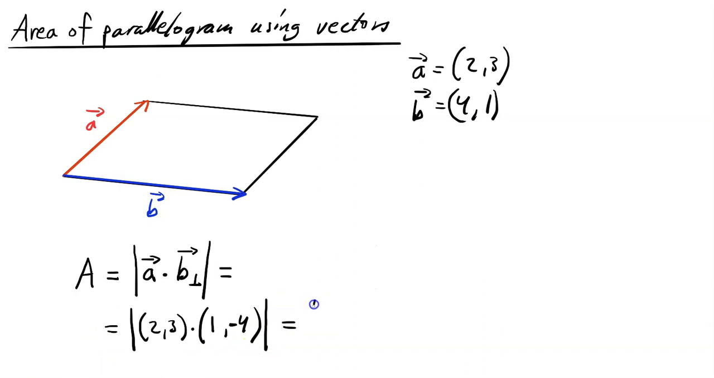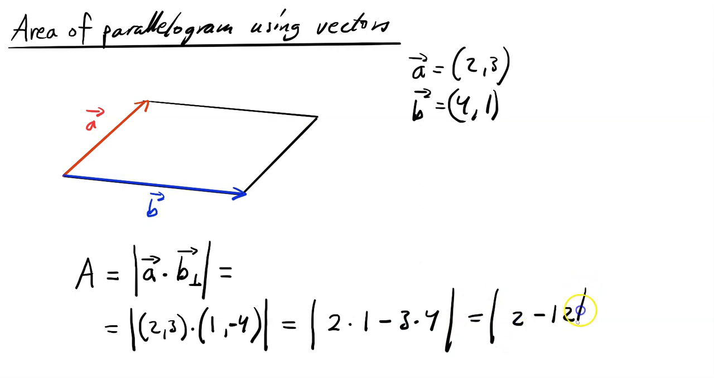Then we take the dot product. So that's 2 times 1 minus 3 times 4. So 2 minus 12. And that's just the absolute value of minus 10, which is 10. So the area of this parallelogram is 10 area units.